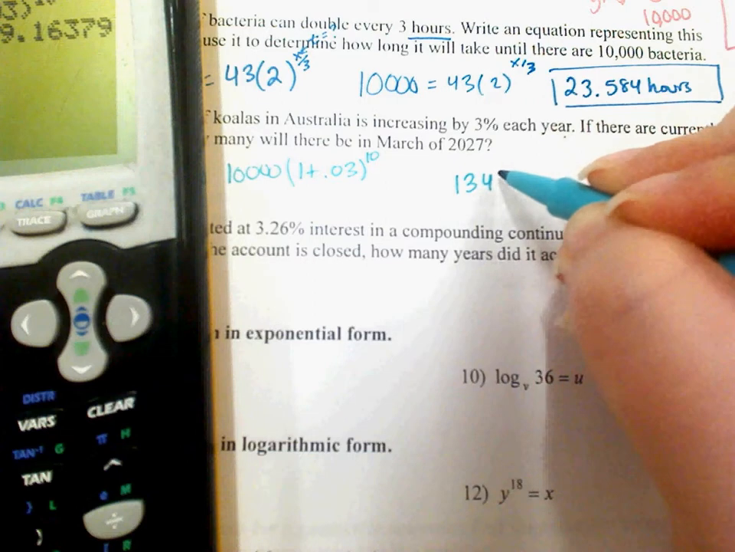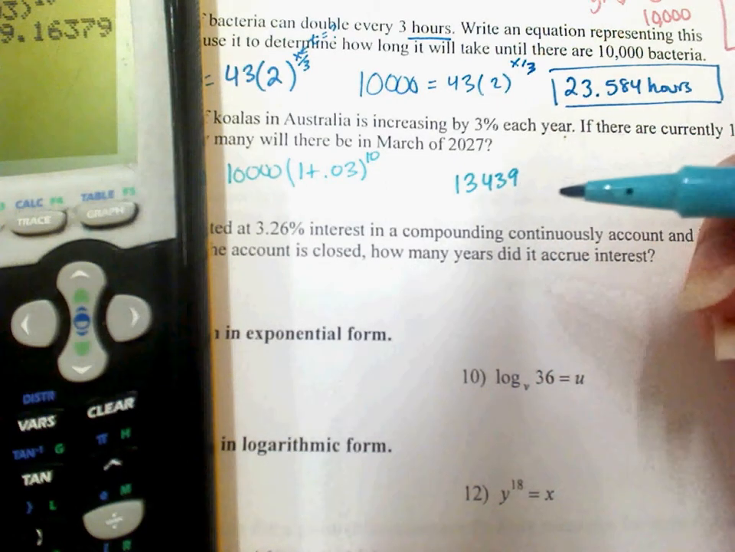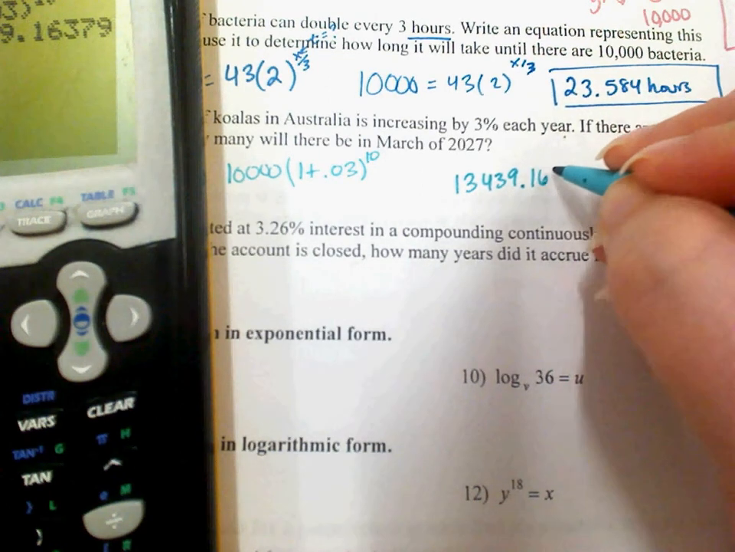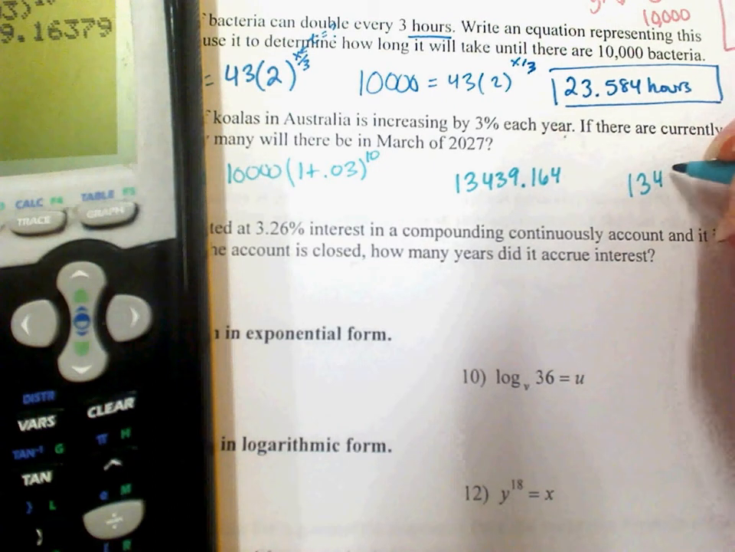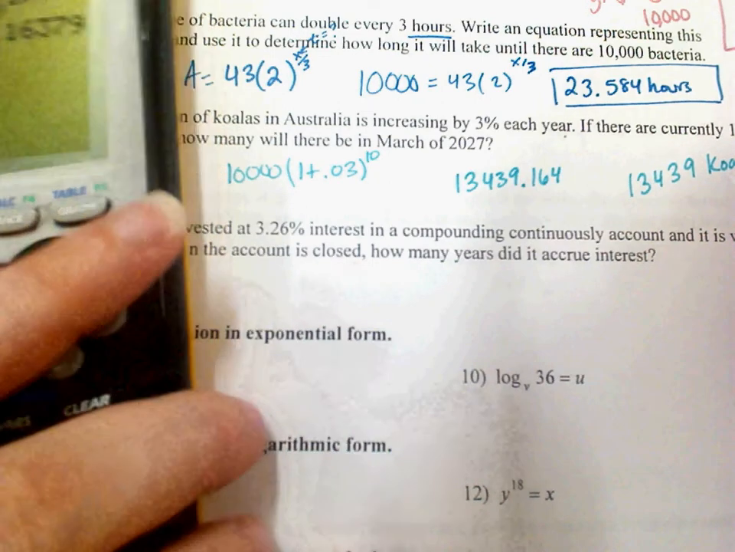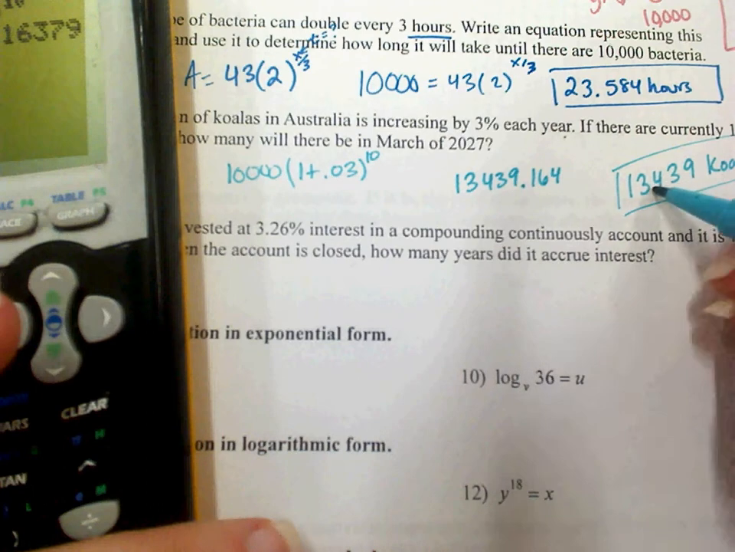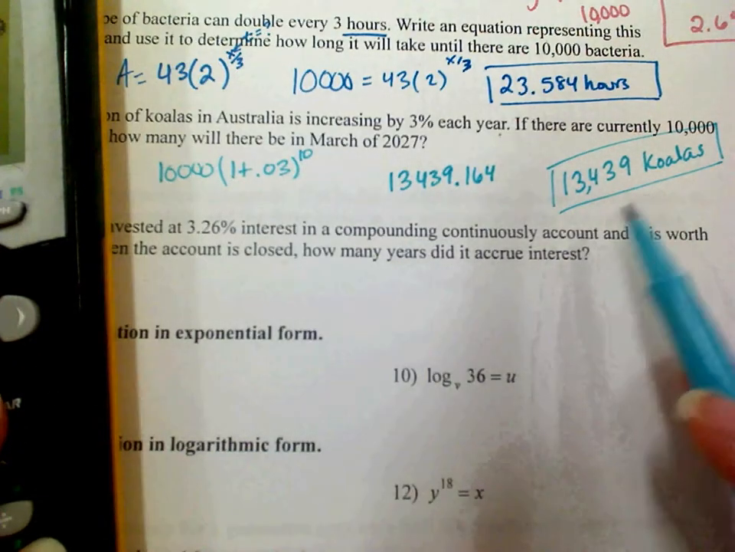So we're talking 13,439. Now, normally I like 3 decimals, but I'd like you to write it down so that I know you found the exact, but then that you know that it is just, we're talking about an animal. So we're not going to have percentages of an animal. So we'll just go ahead and say round to a whole number.